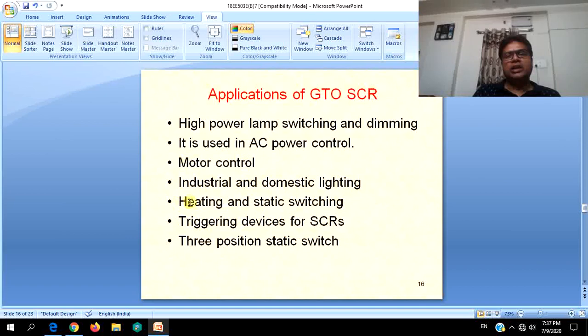domestic lighting, heating and static switching, triggering devices for SCRs, 3-position static switch, and whenever you compare these two applications, most of the applications are common. So actually you can be using any of these two devices depending on your power ratings, turn on and turn off times and characteristics and blocking voltages.